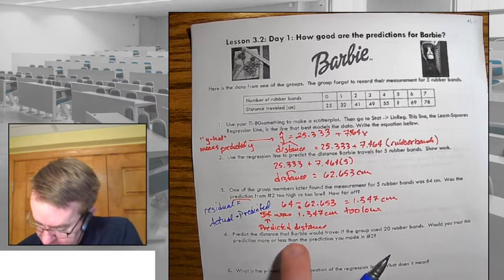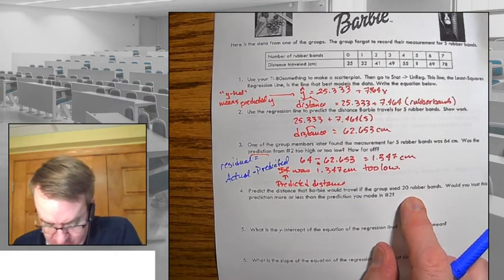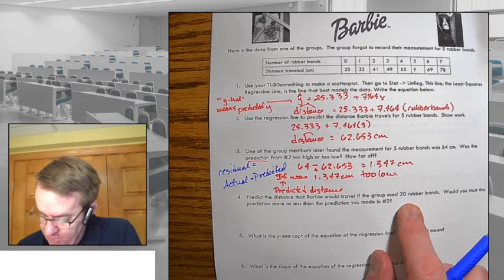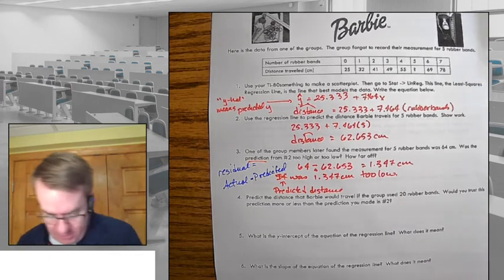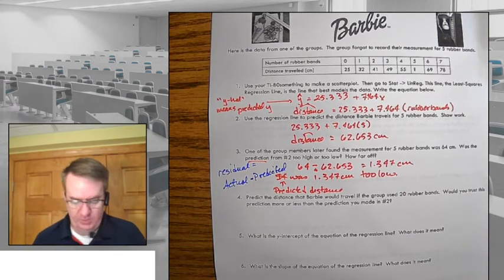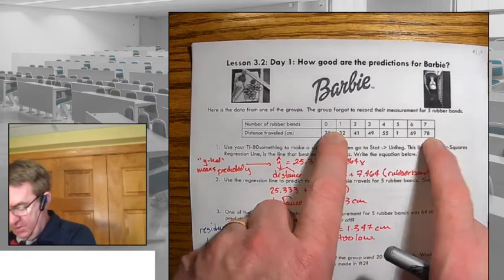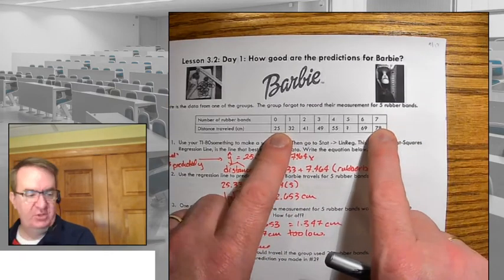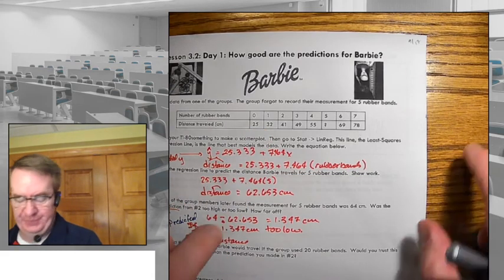Okay, so predict the distance that Barbie would travel if we use 20 rubber bands. Would you trust this prediction more or less than the one that you made in number 2? Okay, so here, what we're saying is this. Here we've got a prediction. This prediction here was within from here to here. Then I'm asking you to make the jump. What happens over here if we get up to 20?